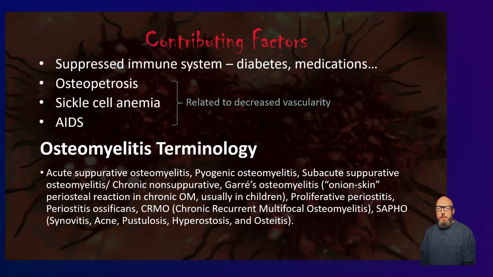There is a lot of different terminology related to osteomyelitis. As a dentist, it is important to recognize these. You know the difference between acute and chronic. Suppurative means what? Creating pus, as does pyogenic. Subacute is more of an intermediate phase, so think somewhere between acute and chronic. Of course, non-suppurative, Garré's osteomyelitis, where we're going to talk about the onion skin appearance. Similar to that is proliferative periostitis, periostitis ossificans, and we'll talk about these. These are a little more rare, but there are also other syndromes in which osteomyelitis is a feature.